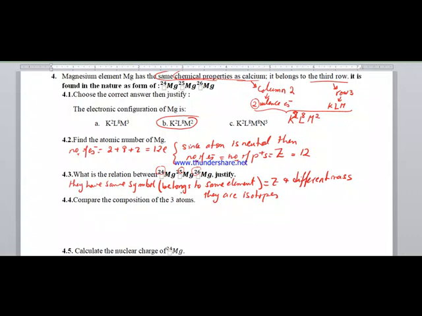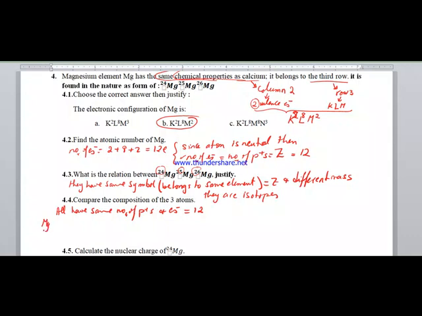Compare the composition of the 3 atoms. To compare the composition of the 3 atoms, we must compare the number of protons, number of electrons, and number of neutrons among these isotopes. Since they are isotopes, they have the same atomic number, so all have the same number of protons and the same number of electrons, which is 12, since the protons and electrons are equal to the atomic number. We must find the number of neutrons.